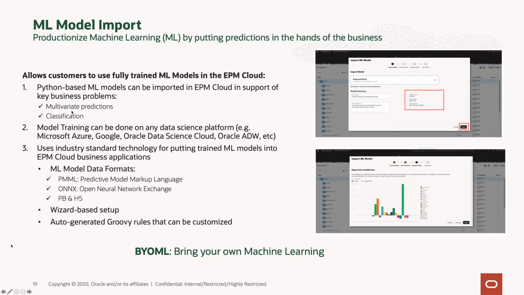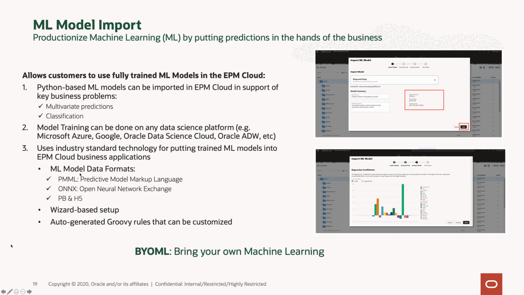This supports two different types of machine learning. Again, if you're not a techie, you might not fully understand what I'm going to say here for the next minute or so, but we support multivariate regression, multivariate predictions, and also classification. The ML model import supports any third-party platform. So if you're doing machine learning in Microsoft Azure or Google or any of the Oracle products, it'll work with them. And it uses industry-specific capability to exchange data.